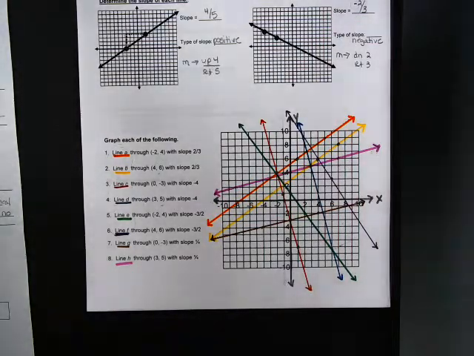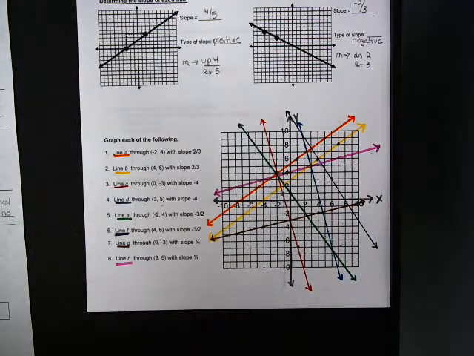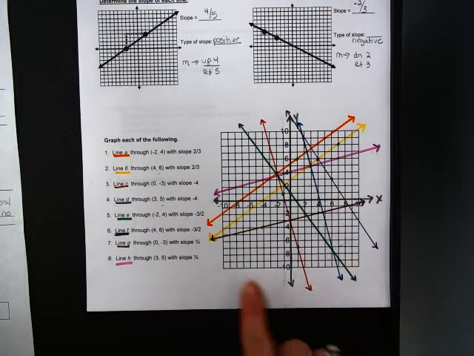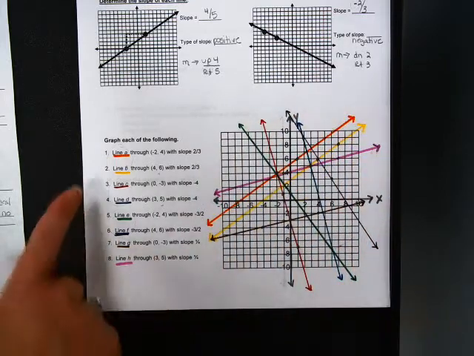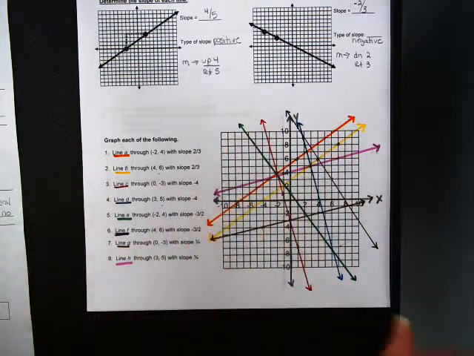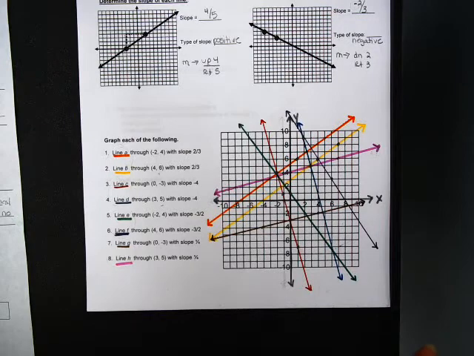Alright students, today we are doing part 2 of notes 3.4, find and use the slope of lines. Okay, now's a good time to go ahead and pause the video so that you can look at all these lines that you were supposed to graph. Make sure that the colors and the lines are going the same direction, and make sure you make any necessary corrections that you need to make.